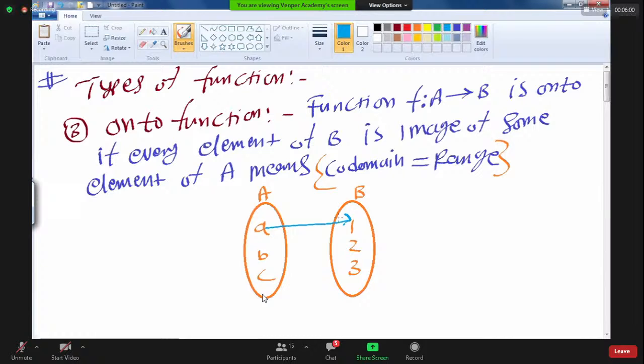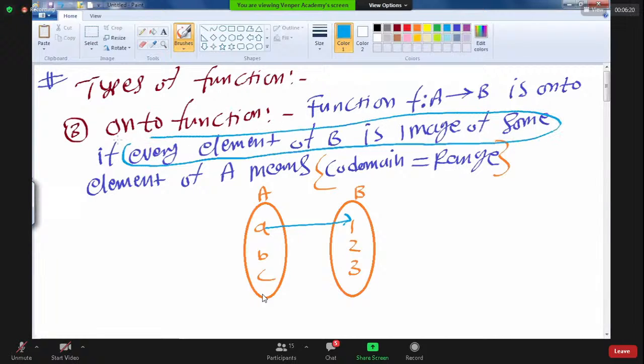Every element of A must be related to some element of B. Then only every element of B will have some image in A. I mean, every element of B is the image of some element of A. So f(a) is 1, f(b) is 2, f(c) is 3. Every element of A must be related with some element of B. Are you getting my point? You can say every element of B is the image of some element of A.